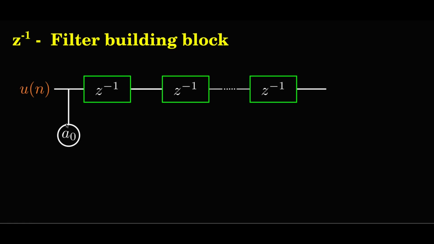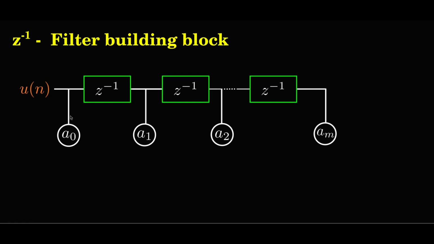So I will scale this with A0, I will scale this with A1, and then scale this with A2, and so on. If there are m blocks, then this will be Am. So these are scalar values, scaling factors, in this fashion.